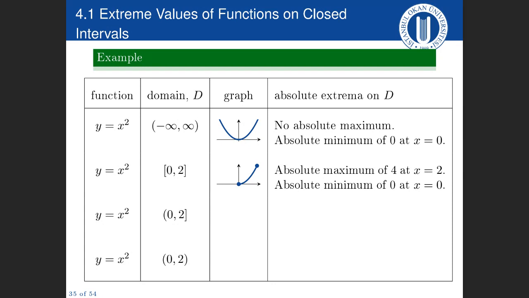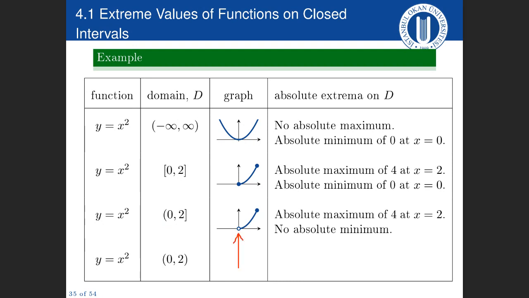The half open interval between 0 and 2 next. Here's the graph. Now we have an open circle at 0 because x equal to 0 is not in the domain of the function. The absolute maximum value is 4, and that occurs when x is equal to 2. This function does not have an absolute minimum value. Remember, 0 is not in the domain. There is no point in the domain where the function is smaller than every other point in the domain. So there's no absolute minimum.